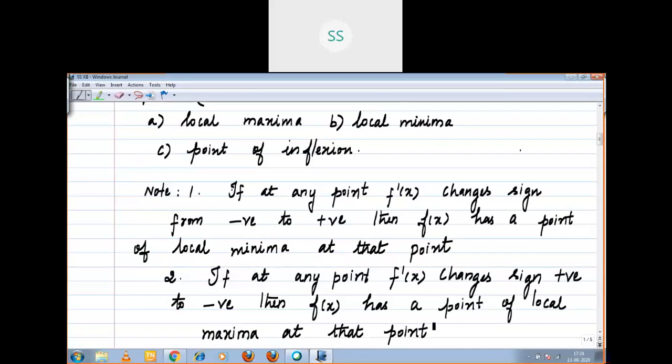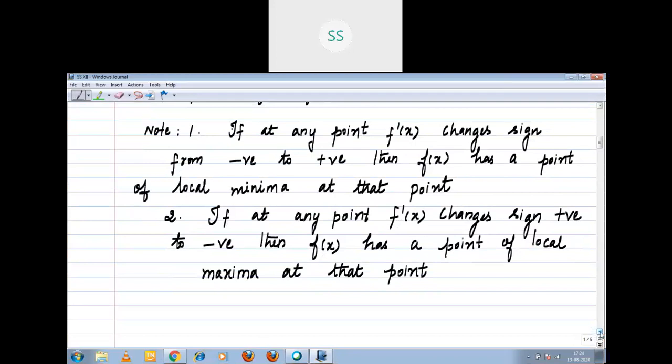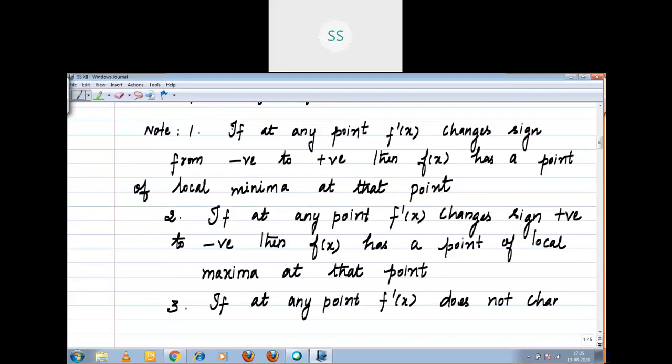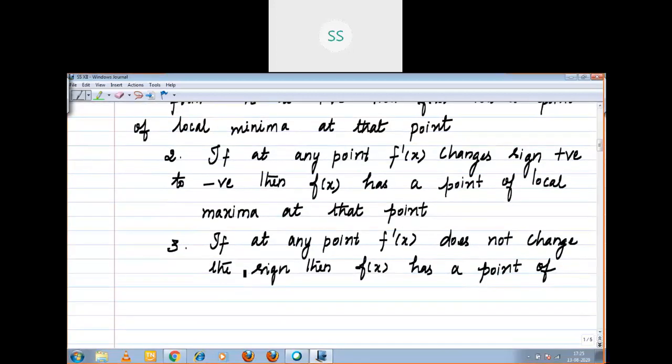The next one, they are expecting point of inflection. If the second order derivative equal to 0, you can say that point is a point of inflection. If it is in the first order, how it should be, you see. If at any point f dash of x does not change the sign, then f of x has a point of inflection. Through the first order derivative, you can say local maxima and local minima. When point of inflection is possible, that also I want to explain to you, children.